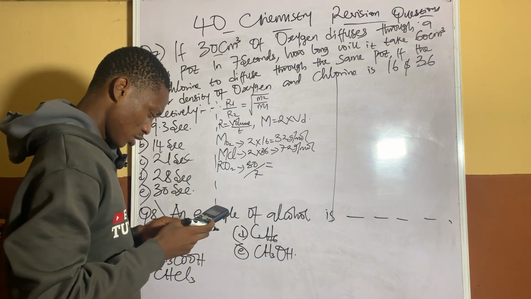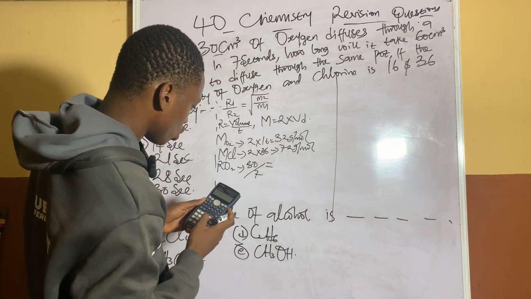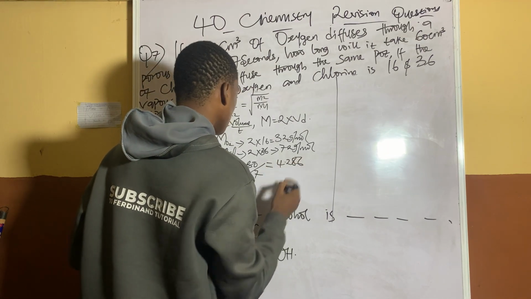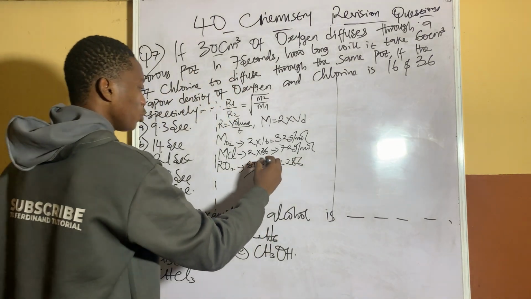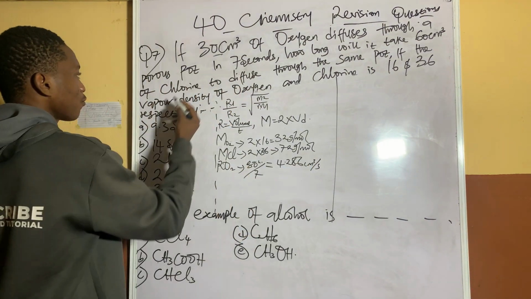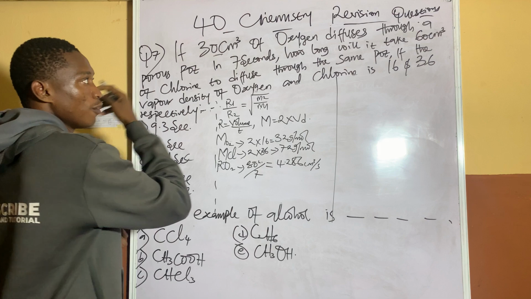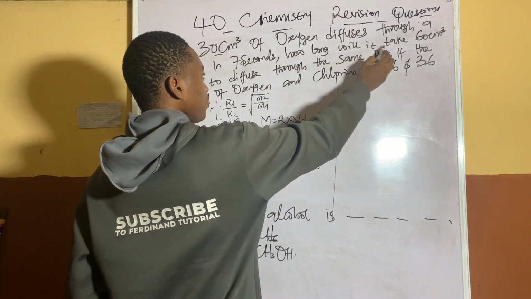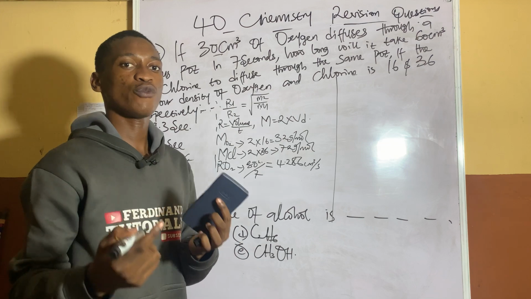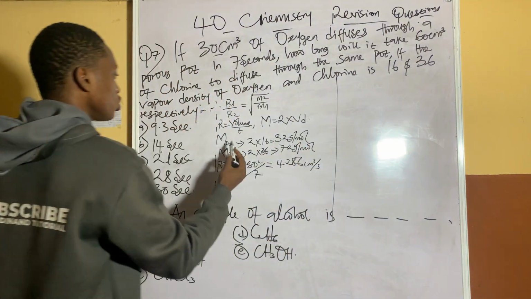Okay. 30 over 7, which is 4.286. Now remember that this rate will be cm cube per second. Now for rate of chlorine, because they're asking us for rate, if you look here, the time of this particular chlorine was not given. So that means at the end of the day, we're expected to solve for the time of chlorine. And we're going to use this formula also.